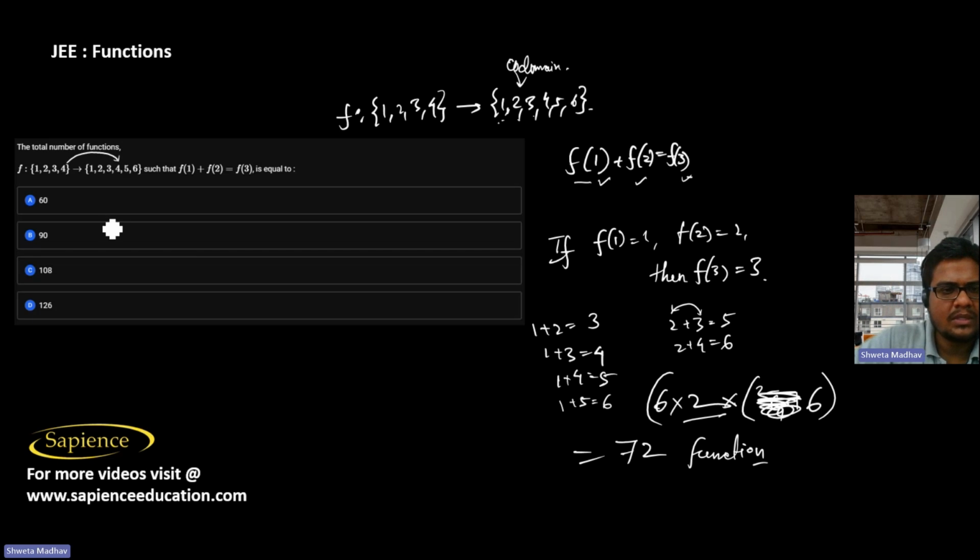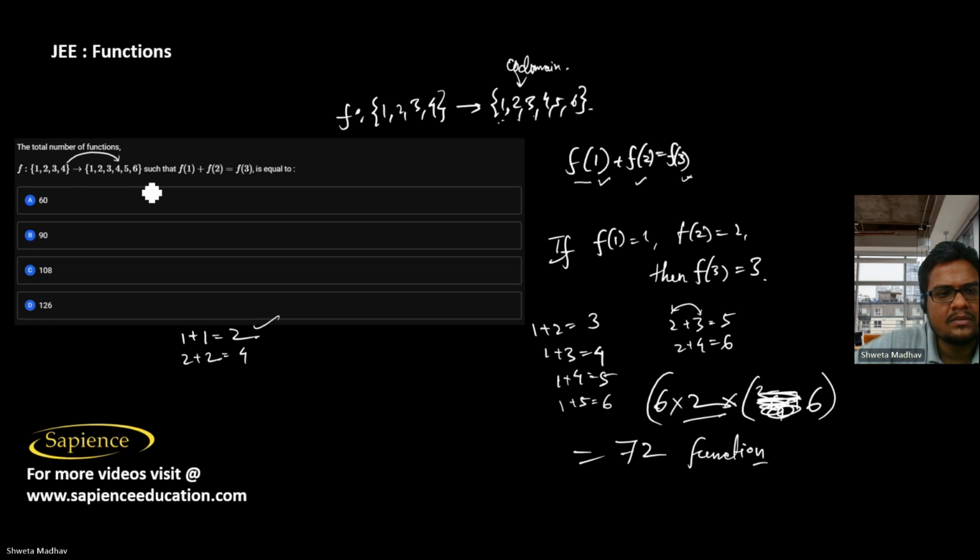Or we can also do like this, 1 plus 1. F of 1 also can be 1. F of 2 also can be 1. Both map with 1. So 1 plus 1, that will be 2. That also we can do. And 2 plus 2 also we can do. That will be 4.